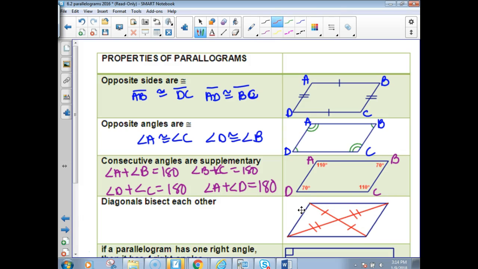Okay, and this is just if you want this in your notes. ABCD again. And then I put an E in the middle because I needed to say that segment AE equals segment CE, and segment DE equals segment BE.